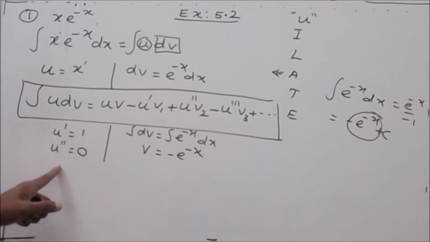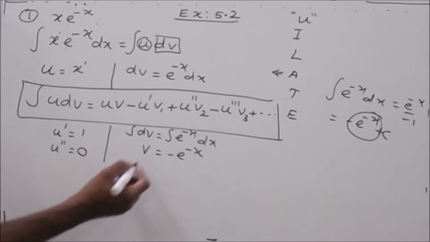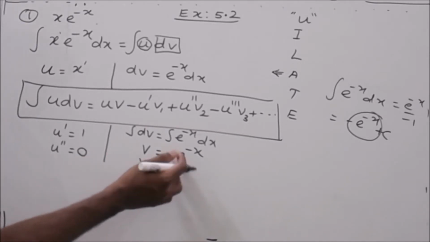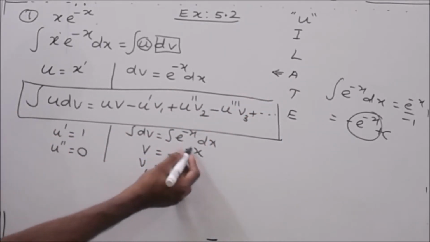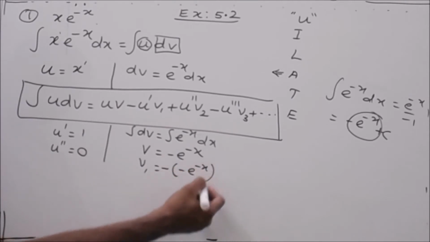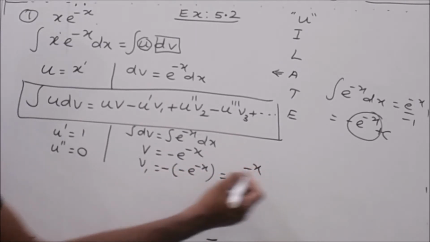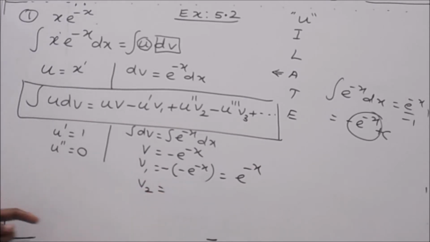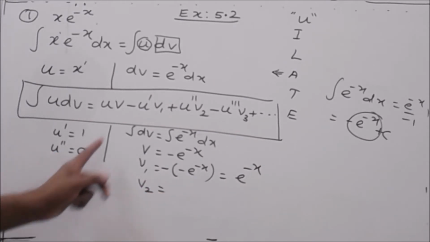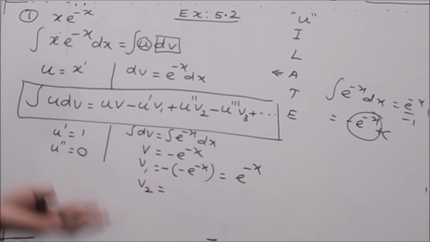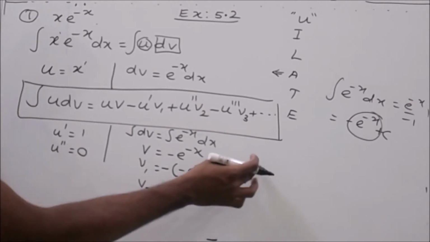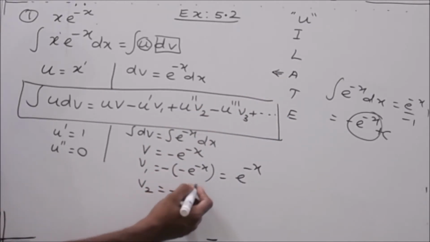Now u double dash becomes 0. This one is v only, which we have found. When integrating dv, we find v. So we should go 2 more steps here. v1 equals the integral of minus e power minus x, and again the integral value is e power minus x. Then v2: you need not find v2 because u double dash becomes 0. When u double dash and v2 are multiplied, the product becomes 0 anyway, but we can find v2. So integrating e power minus x means again minus e power minus x.